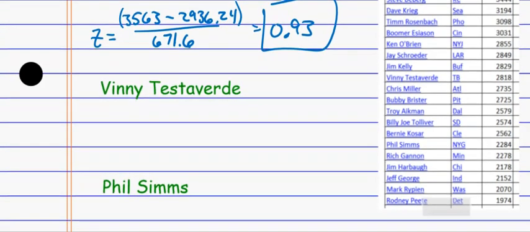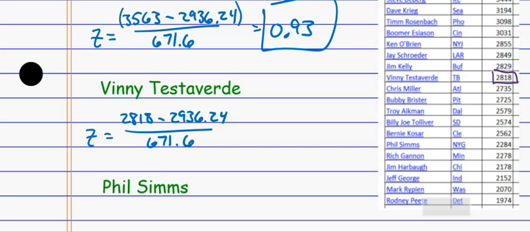Next is Vinny Testaverde. Vinny Testaverde is right here at 2818. To calculate his z-score, I take the data value, 2818, minus the mean, which is still 2936.24, divided by the standard deviation. Once again, when you plug that into the calculator, make sure you do the subtraction before the division. And we get a negative 0.18. What that's saying is that he is 0.18 standard deviations below the mean.